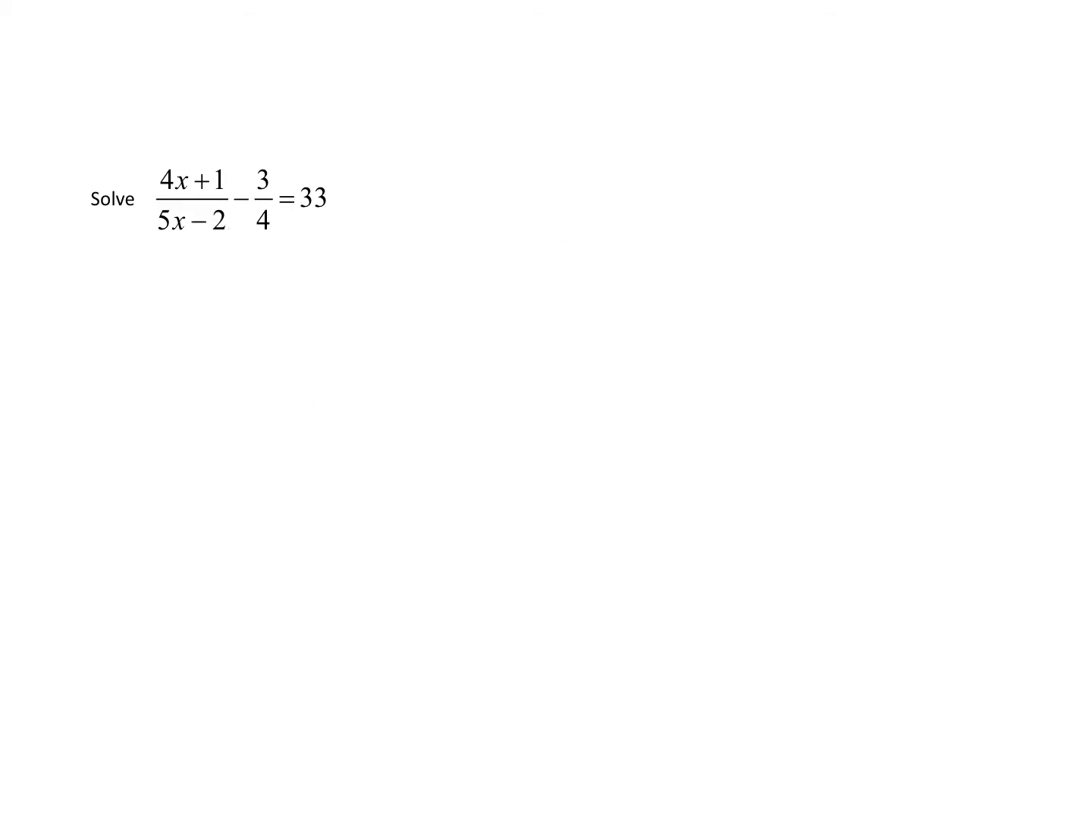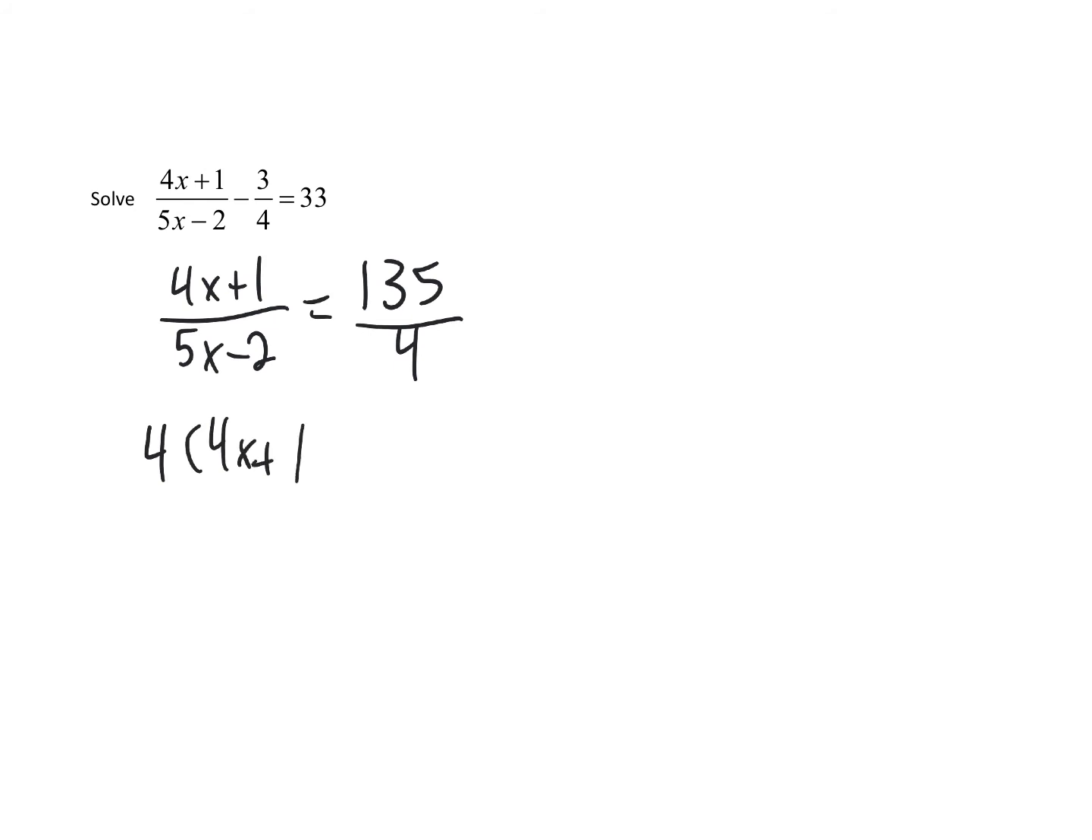Now sometimes with fractions there's a few ways to go. In this particular example, it's actually just easier to add 3/4 to both sides. Now we can cross multiply. And remember, we can only cross multiply when you have a fraction equal to a fraction.